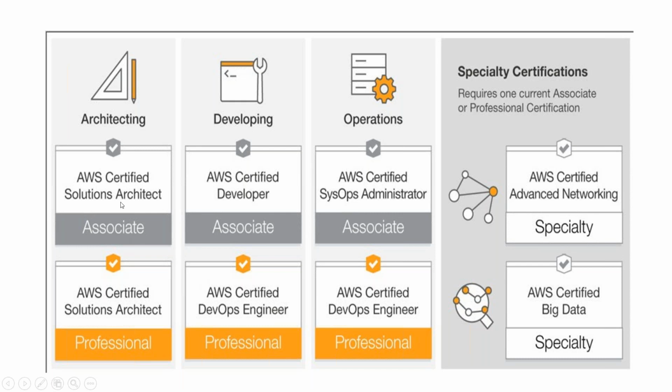In the architect path, we have solution architect associate, developer associate, and sysops administrator. In professional, we have solution architect professional and DevOps engineer. In specialty, we have advanced networking specialty, big data, and a couple of other certifications added recently, like security specialty as well. So these are all the certifications or paths that Amazon offers, guys.